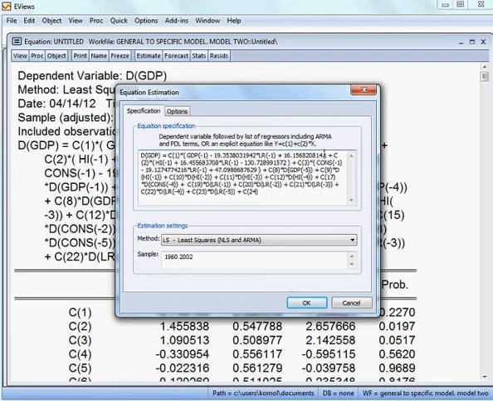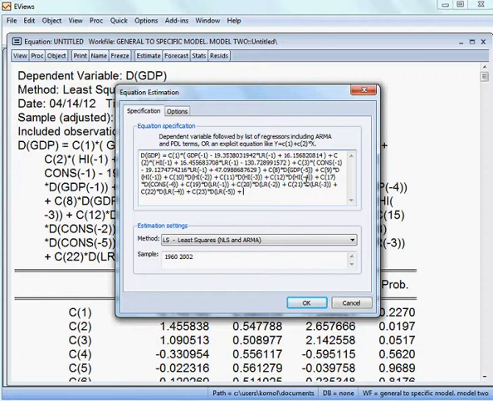But C19 I shall be keeping. Then C20 I shall be keeping. C21 I shall be keeping. C22 I shall be keeping. C23 I shall be keeping, but drop C24, right? C24 is the constant, so I'll drop it because that was not significant.